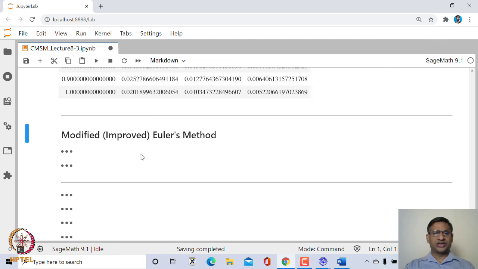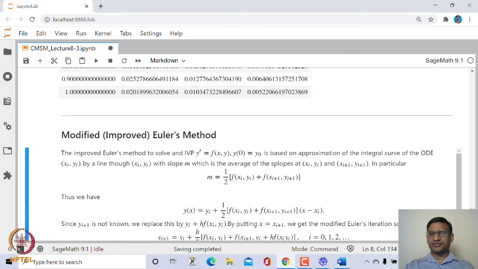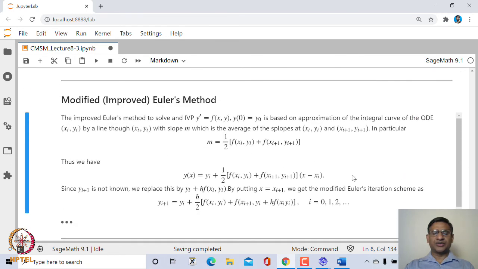So now let us look at how you can make an improvement in this Euler's method in order to make the convergence faster, or in order to reduce the error. So how do we do that? This is again fairly simple. So last time we approximated the value of y at xi by the slope, namely f at xi, yi.